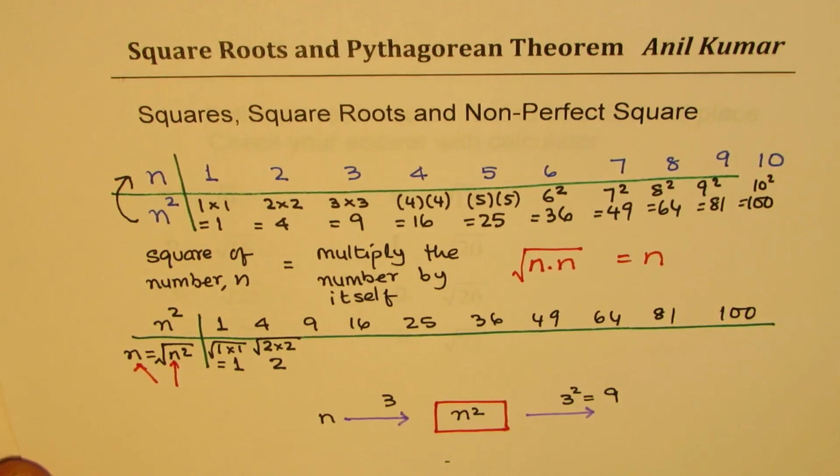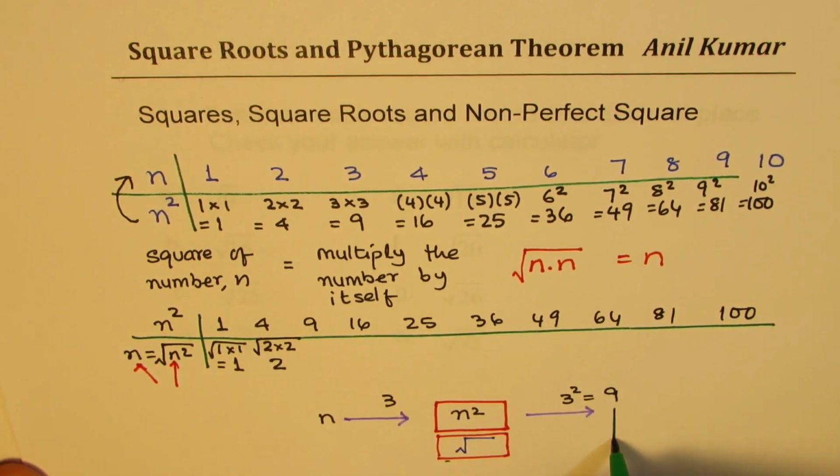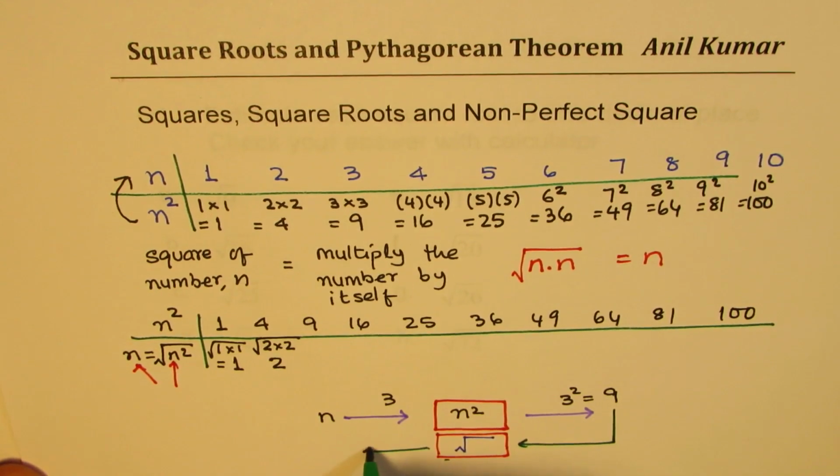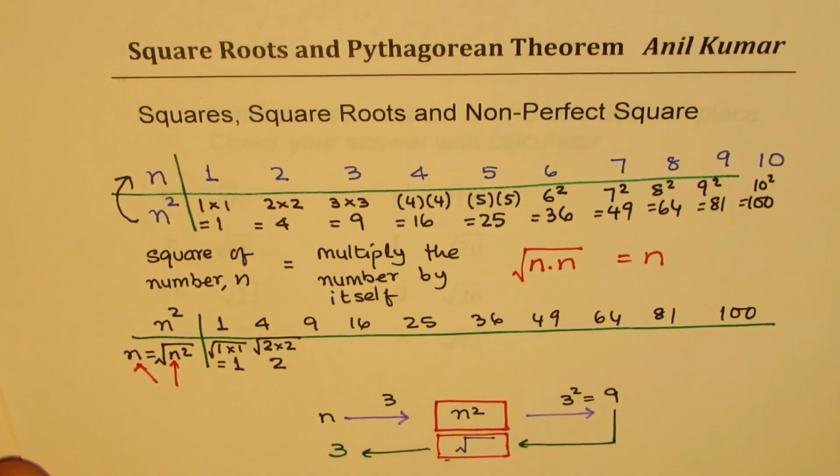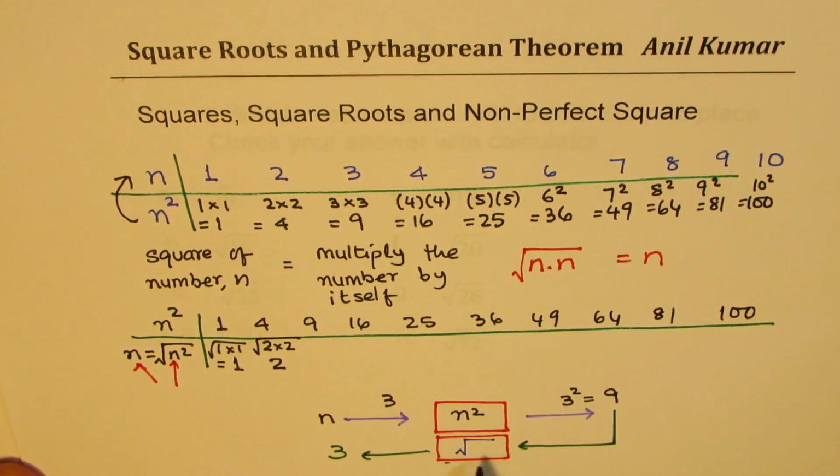Now the other machine which I have is a square root machine. So in this, if I put 9, what should I get? I should get my number back. You get the idea, right? So that is how the square root machine works. It gives you back your number, which you had squared earlier. So that is how it works.